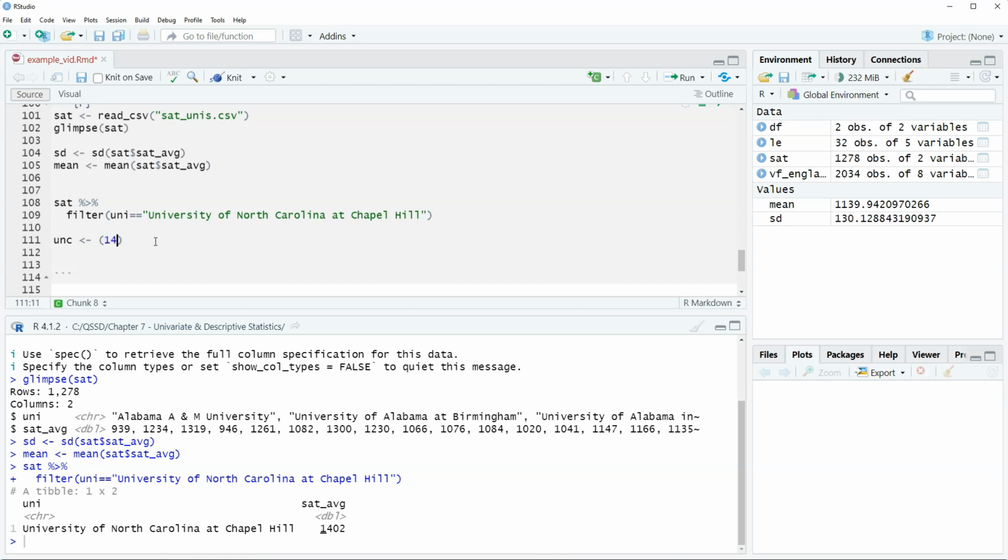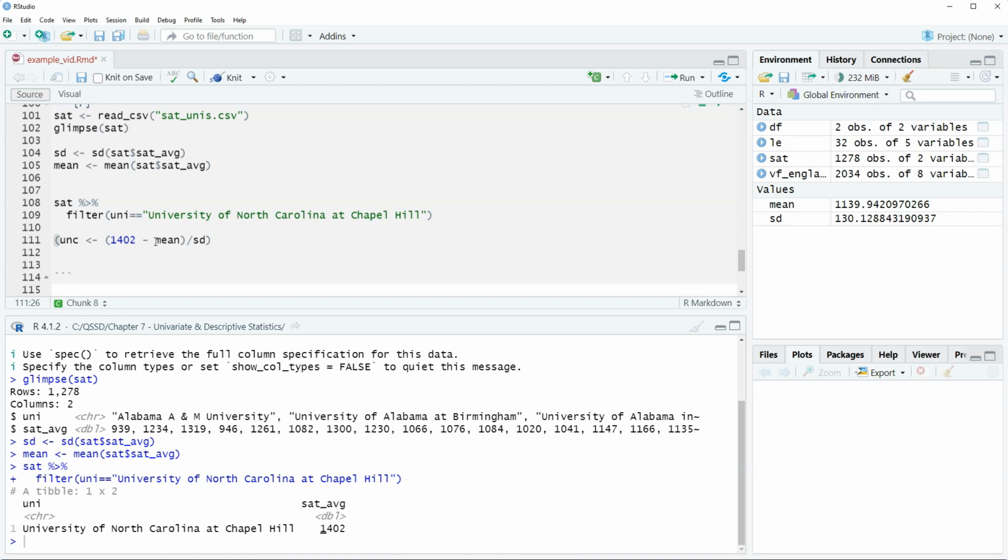All right, so we have 1402 minus the mean, and then we're going to divide that by... actually, we want this whole thing, we want to be very clear with this. Oh, I see what I did. Sorry, I'm looking at my notes. I'm going to wrap parentheses around it so that it creates the object UNC, but also prints the value, so we don't have to do it twice. And then SD. There we go. Okay. So in the book I talk about z-scores more specifically.